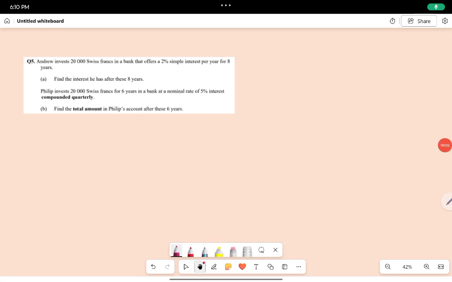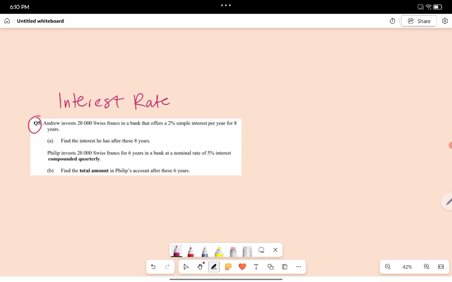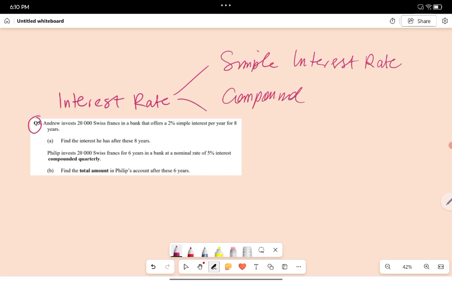Hello everyone. Okay, so this is question 5 of the revision questions, and this is about interest rates. As you may have seen in class, you will have seen simple interest rate and compound interest rate. And this is a question about that. So let's have a look at the question.